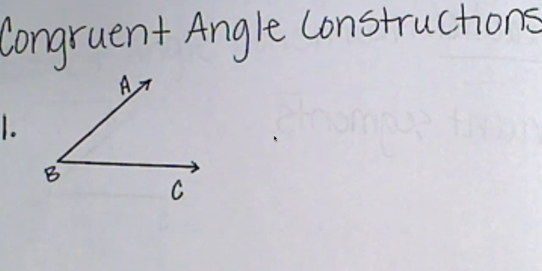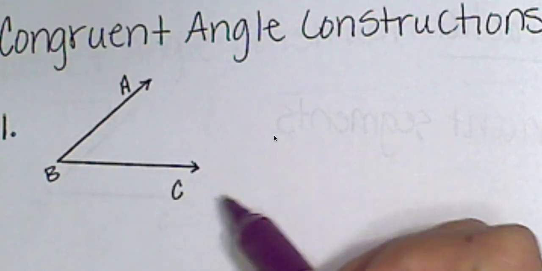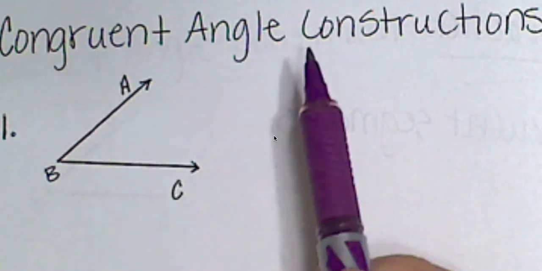We are going to review how to create or construct congruent angles using a compass. So we have given angle ABC, and the directions are to construct a congruent angle.